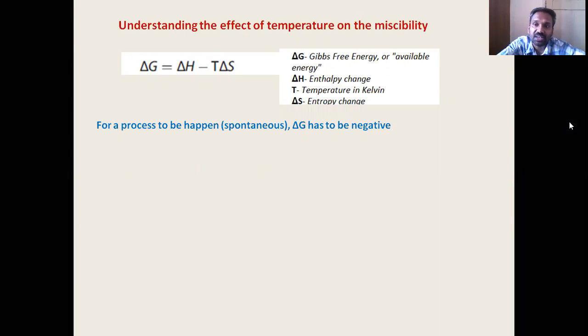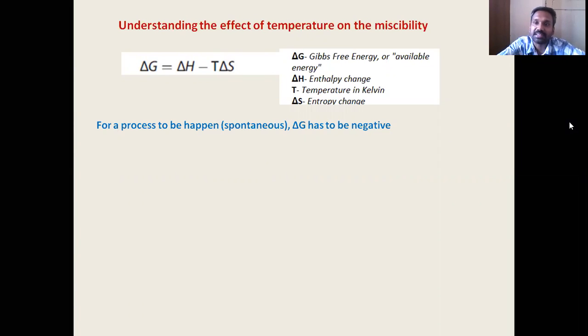What was the condition of miscibility? Small amount of phenol, large amount of water. It was miscible. Now let us see from the thermodynamics point of view why there is miscibility when there is a small amount of phenol and a large amount of water. The answer lies in two other terms, delta H and delta S, thermodynamic parameters which constitute this delta G. So if we look at the Gibbs free energy equation, delta G is equal to delta H minus T delta S.